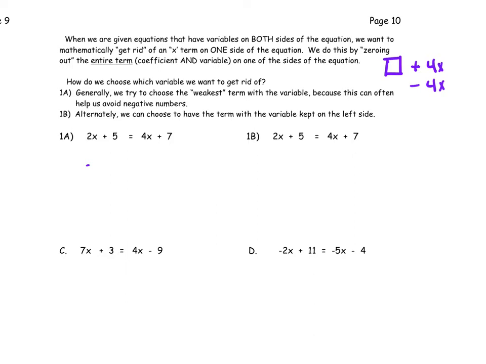So let's start this and let's see what it looks like. We're going to build our wall, and even though we're used to trying to get rid of the coefficient first, this is the case where we take away a term with a variable first. So I have 2x, I don't want to see that, or 4x, I don't want to see that. I have to choose, and since 2x is the weaker or the least term, we're going to go ahead and try to get rid of that, and we mathematically get rid of that by taking the entire term away.